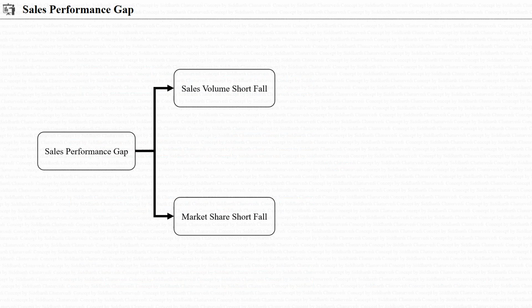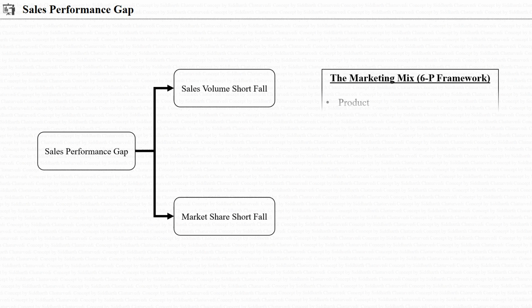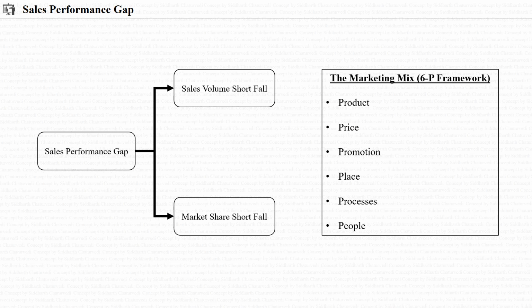A sales performance gap manifests itself either as a sales volume shortfall, or as a market share shortfall, or as a combination of both. For the sake of simplicity, we will start by analyzing the sales volume and market share shortfalls separately. Before we start with performance analysis, let us briefly recall the marketing mix. Here we shall use the 6P framework. These being product, price, promotion, place, processes, and people.